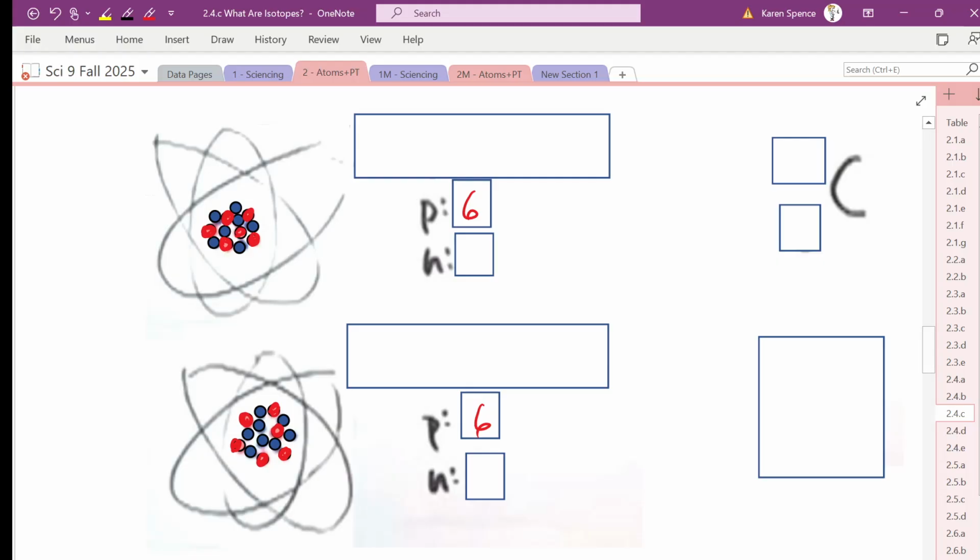Just like all the Lamonas were lemon-shaped, all carbon atoms have 6 protons. It is the number of protons that makes it a carbon atom. If an atom has 6 protons, it is carbon. Doesn't matter how many electrons, doesn't matter how many neutrons. If it has 6 protons, it is carbon.